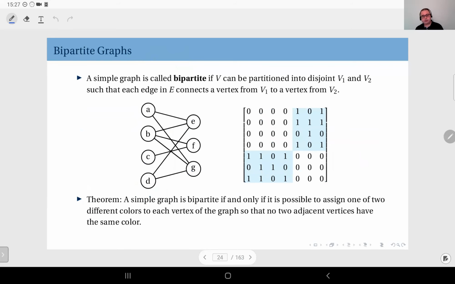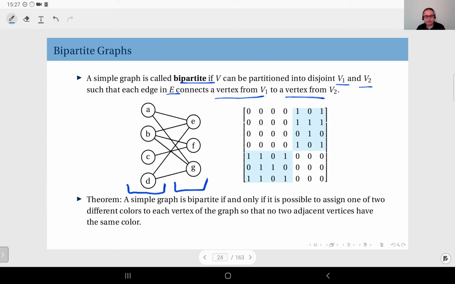Okay, a graph coloring problem is also related to bipartite graphs, and let's define what a bipartite graph is. A simple graph is called bipartite if the set of vertices V can be partitioned into disjoint subsets V1 and V2 such that each edge in E connects a vertex from V1 to another in V2. So simply put, you have these vertices in your graph, but you want to partition them into two so that all the edges connect one vertex from one of the sets to another vertex in the other one.